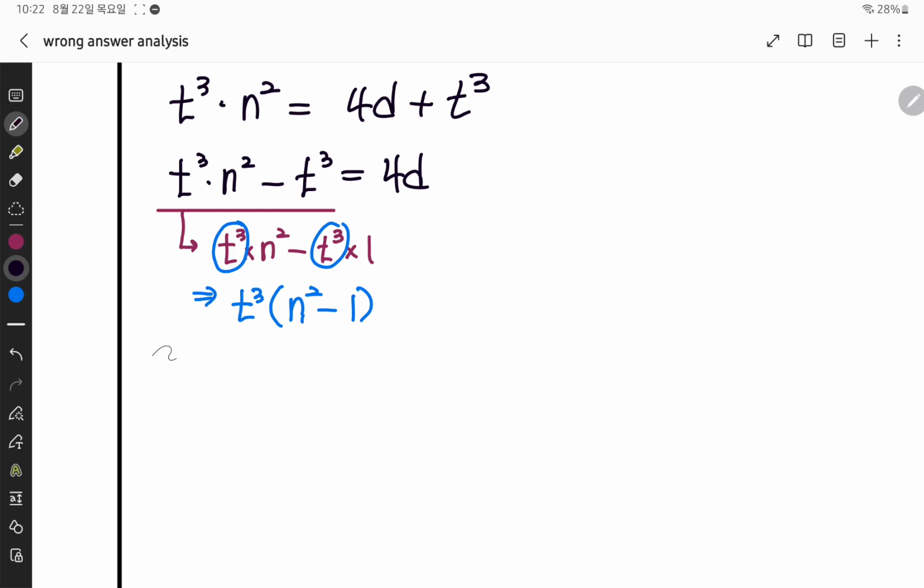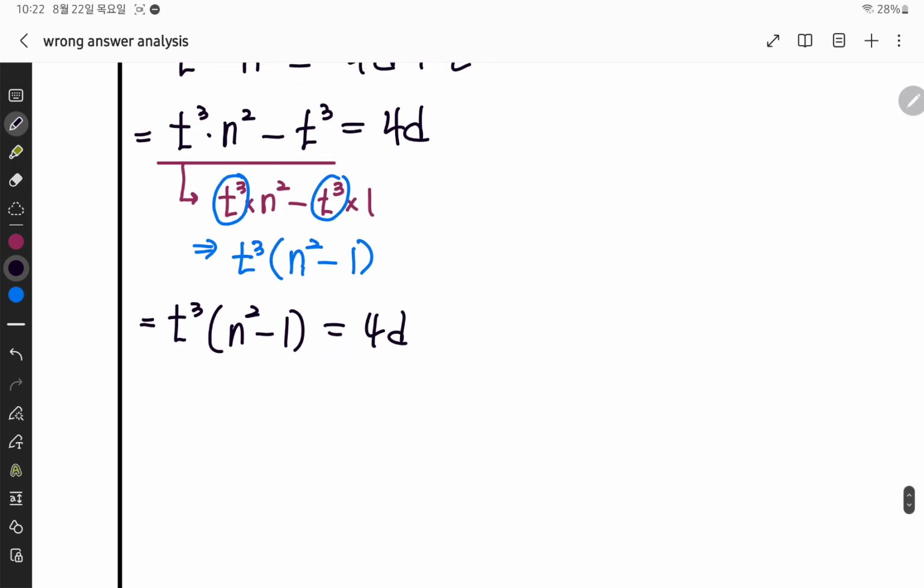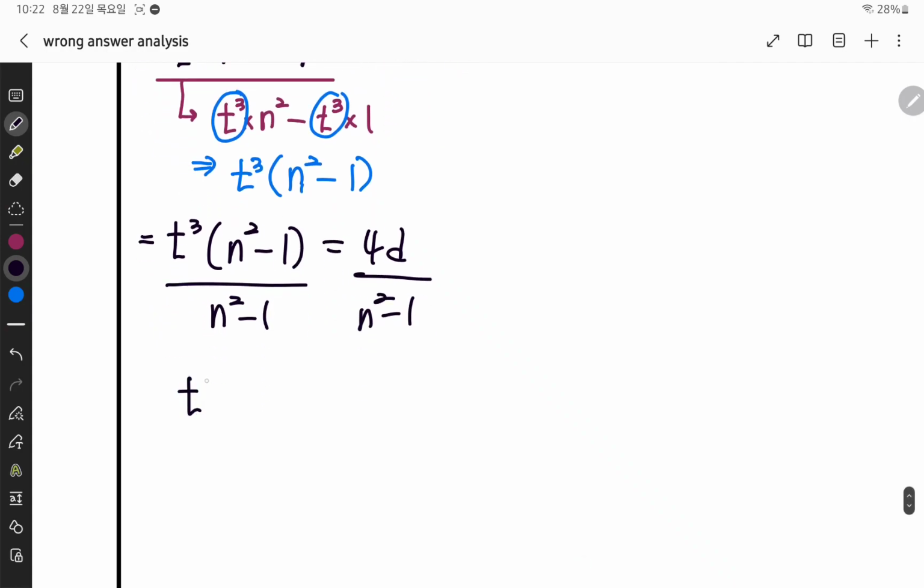So we will write t cubed times n squared minus 1 is equal to 4d. Okay, and now we can cleanly divide these two, and we get straight away t cubed equals 4d over n squared minus 1.